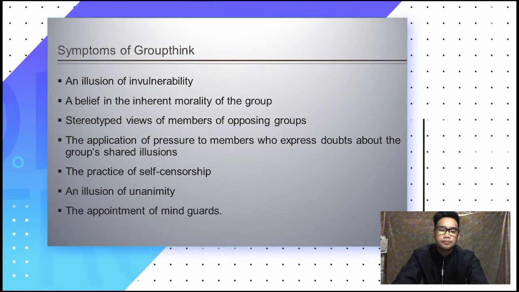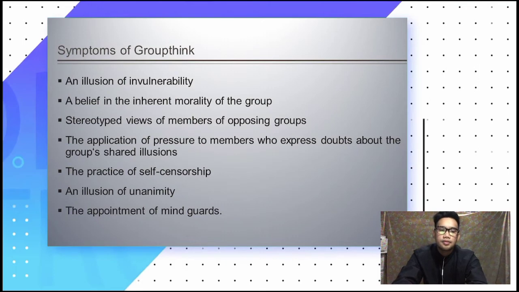The practice of self-censorship. Group members censor themselves from any deviations from the apparent group consensus, reflecting each member's inclination to minimize the importance of his or her doubts and counter-arguments.